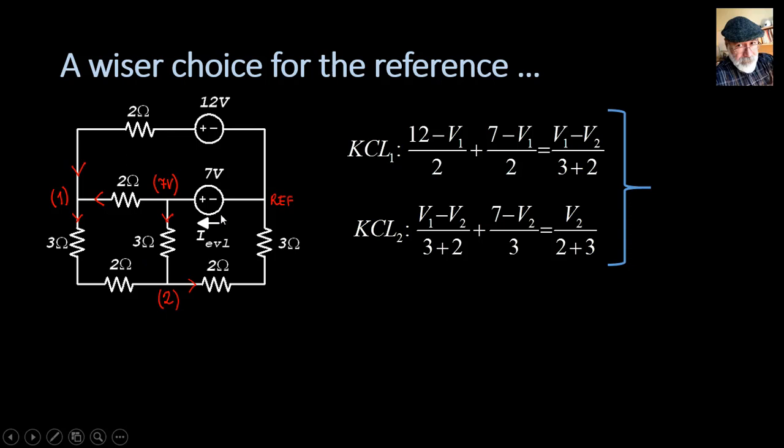And what if we want the current in the evil branch? Now that we have V1 and V2, we compute this I evil current as the sum of the current in this branch and that current in the vertical branch.